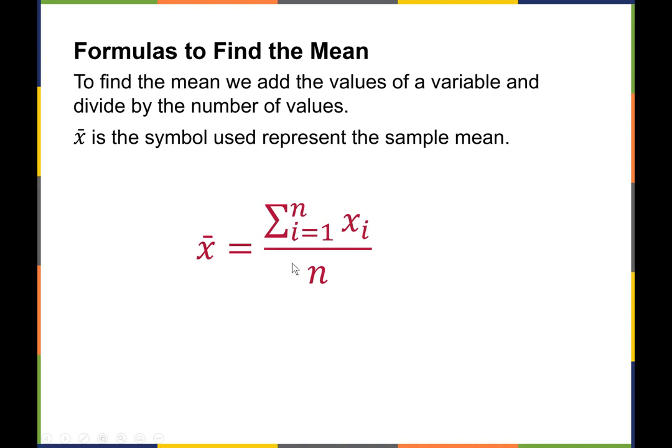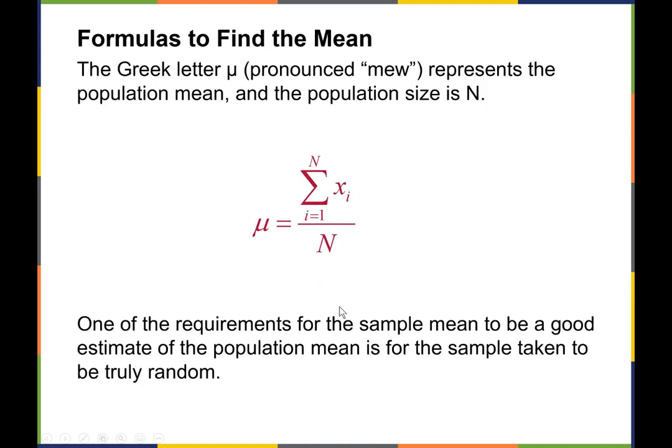Well, what does this mean? It's the same way as calculating the mean as before. We're going to add up all the data values, x1, x2, x3, all the way to xn, and we're going to divide by the total number. So it's still the same way you've always calculated the mean.